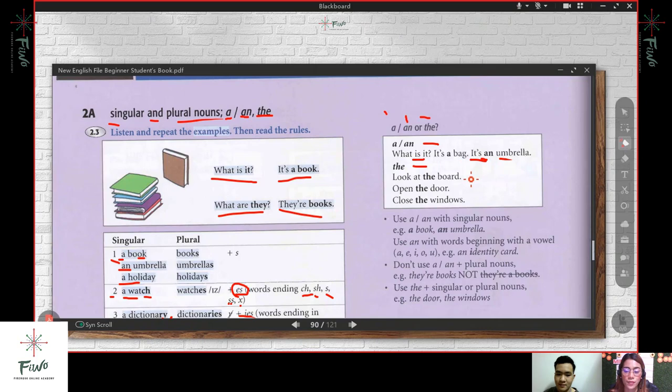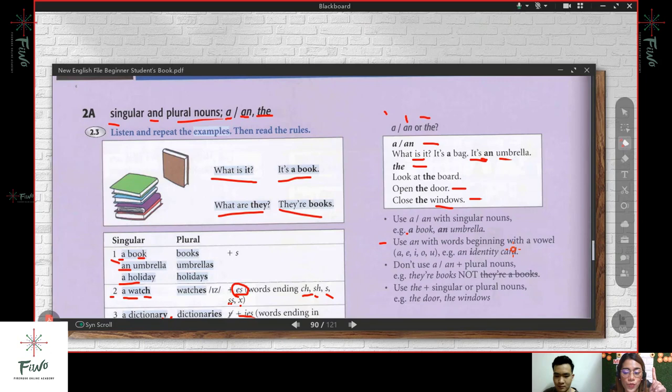How about for the? The. Look at the door. The door. Open the door. Close the windows. So when do we use a or an? We use a or an with singular nouns if it's one. Okay. Example, a book, an umbrella.